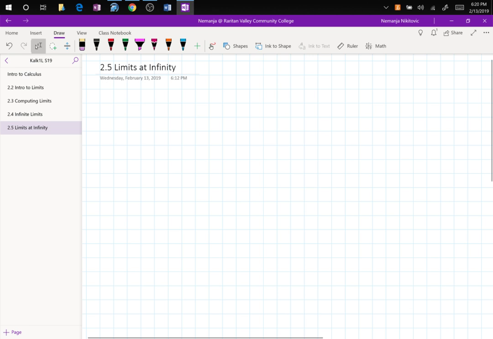Hello and welcome back to Calculus 1. Limits at infinity, to oppose the infinite limits from the first one. So, what's the form? The form is the limit as x goes to positive or negative infinity of f of x is going to be, let's say, some L.